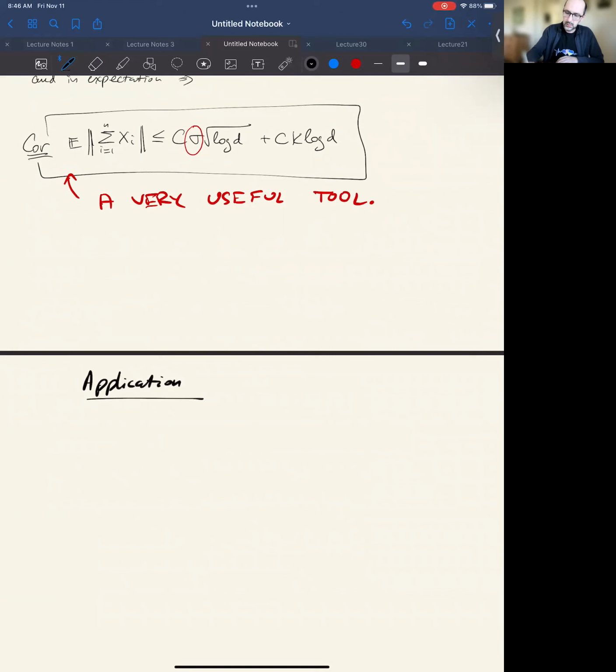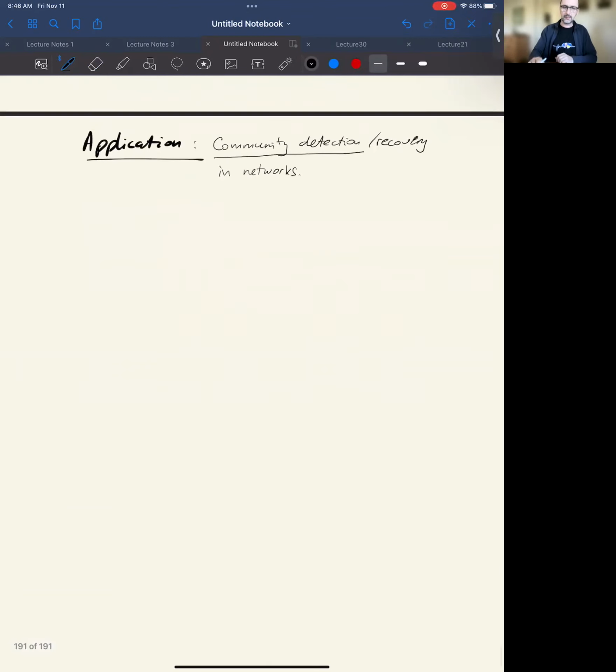networks, namely on community detection. Sometimes people say recovery in networks. So if you want to read more about this, the buzzword is community detection, or sometimes community recovery. Okay, good. Let's do it.